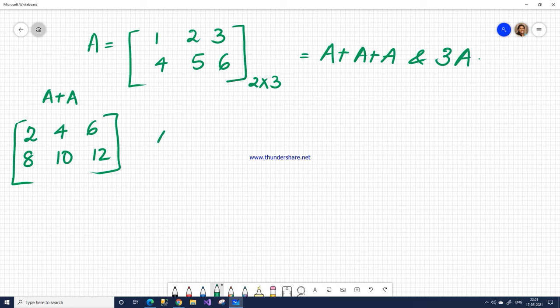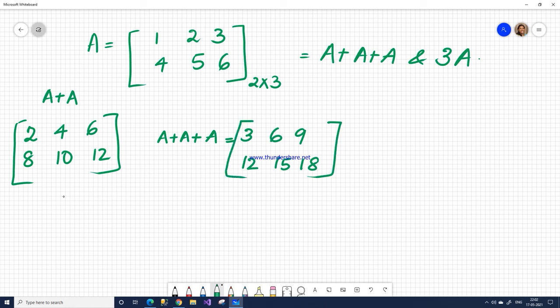Now I am going to add A again, A plus A plus A. That equals 3, 6, 9, 12, 15, 18. Now if I calculate 3A, what will be the answer? It means multiplying 3 into this matrix: 3 times 1 is 3, 3 times 2 is 6, 3 times 3 is 9, 3 times 4 is 12, 3 times 5 is 15, and 3 times 6 is 18. So this is what a scalar matrix is.